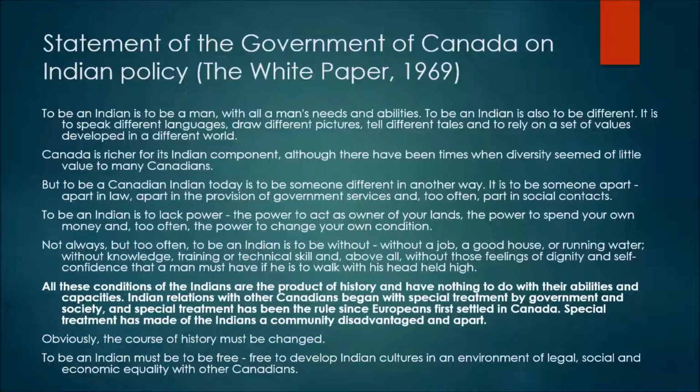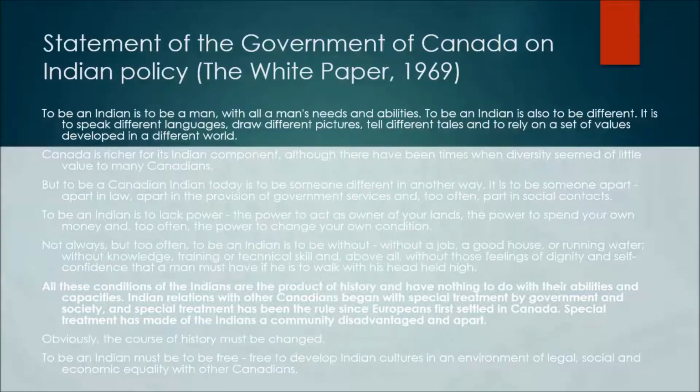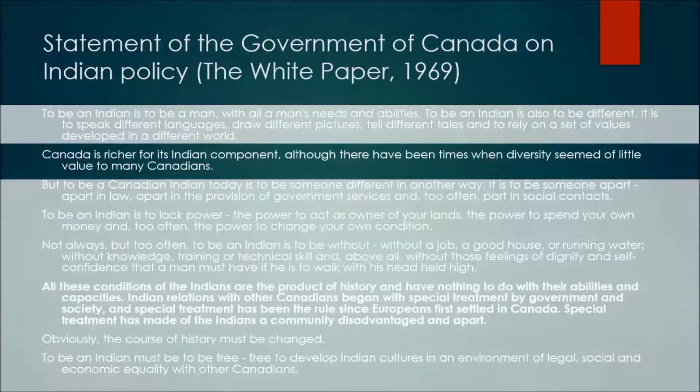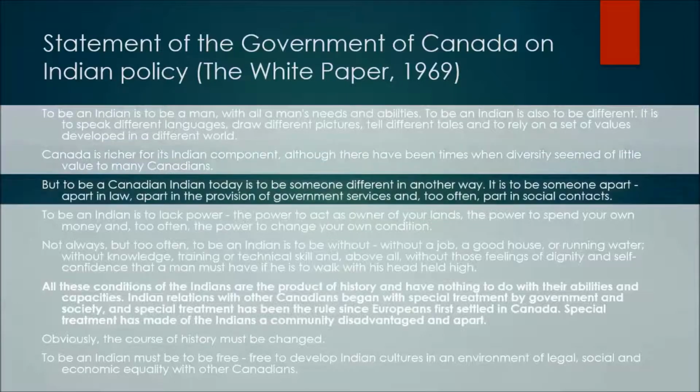I'll read out this introduction to what the White Paper is, and then we'll explain a little bit more about what it's about. This is a statement from the government about what to do with Aboriginal populations. It says, to be an Indian is to be a man. With all a man's needs and abilities, to be an Indian is also to be different. It is to speak different languages, draw different pictures, tell different tales, and to rely on a set of values developed in a different world. Canada is richer for its Indian component, although there have been times when diversity seemed of little value to many Canadians. But to be a Canadian Indian today is to be someone different in another way. It is to be someone apart in law, apart in the provision of government services, and too often apart in social contacts.